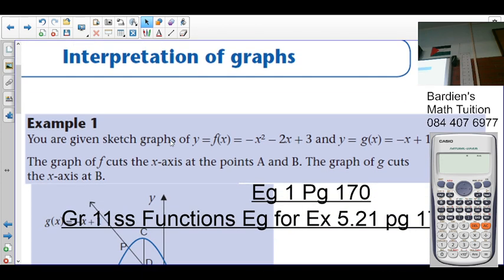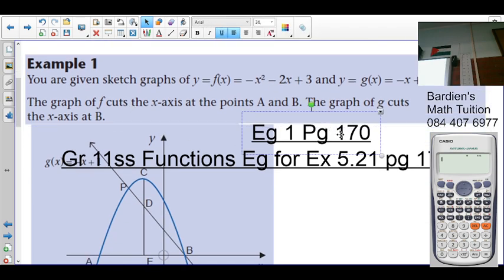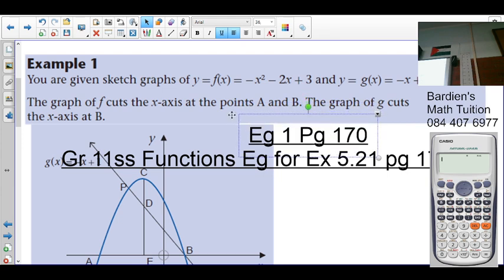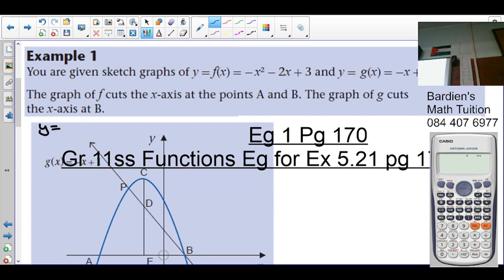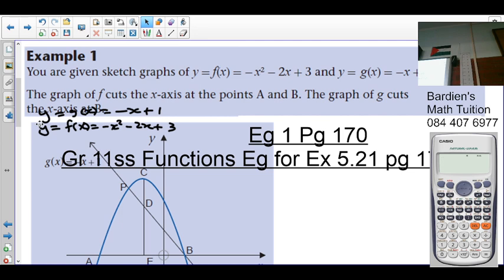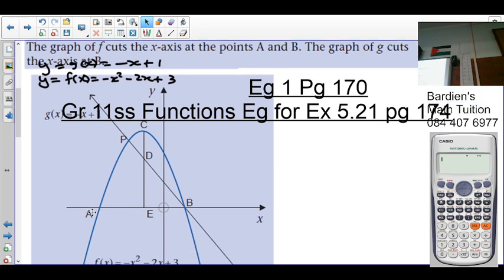So we're looking at example 1. Example 1 is on page 170. And this example is for exercise 5.21 on page 174 out of the Keeping Maths Simple textbook. So we are told that in the sketch the graphs of y is equal to f of x, which is equal to negative x squared minus 2x plus 3. And we are told that g of x is equal to minus x plus 1. The graph of f cuts the x-axis at points A and B, as you can see there. And the graph of g cuts the x-axis at B.